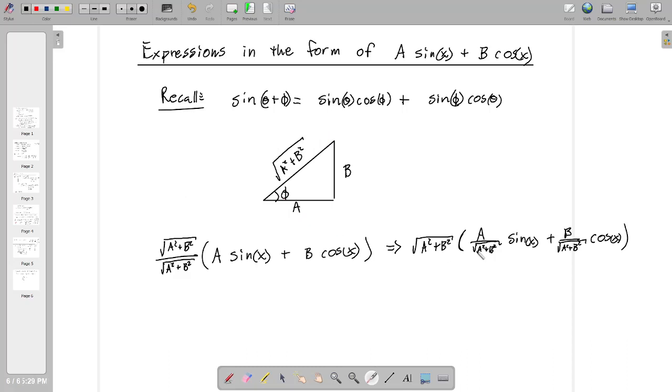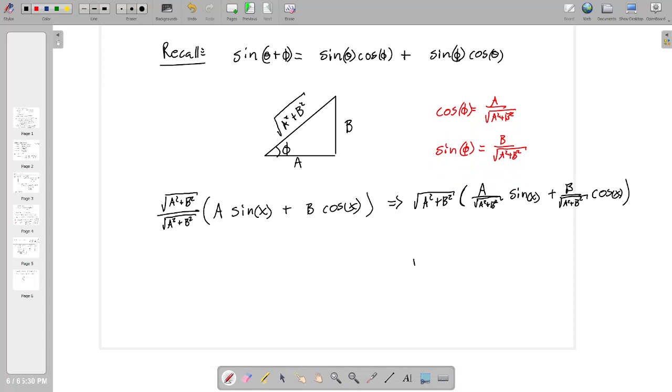So now we can say, well, if we looked at cosine of phi, we would have a divided by the square root of a squared plus b squared. And the sine of phi would be b divided by the square root of a squared plus b squared. Those are exactly the constants that we have here and here. So we can rewrite this as just cosine of some angle phi, or some angle that gives us an a value here and a b value here, whatever a and b are for our particular problem.